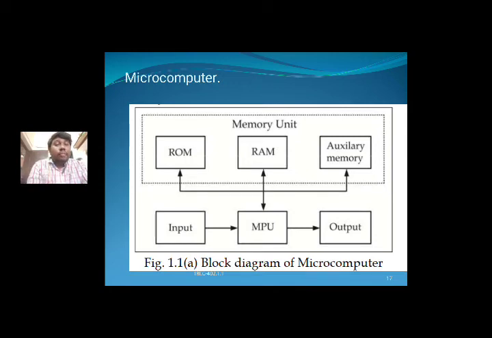And if you observe the block diagram of the microcomputer, it has the memory unit, input unit, microprocessor unit, and output unit. In the memory unit we have the ROM, RAM, and auxiliary memory. The combination of these three together we call the memory unit, along with the input unit and output unit. Here, in the digital computer, the central processing unit is nothing but the microprocessor unit. This is the block diagram of the microcomputer.